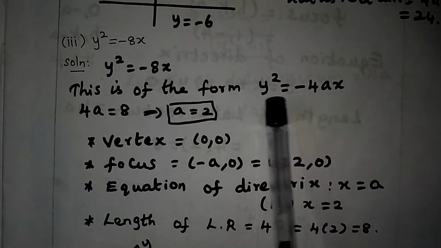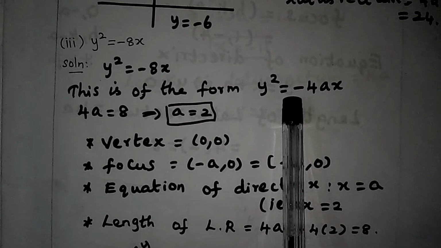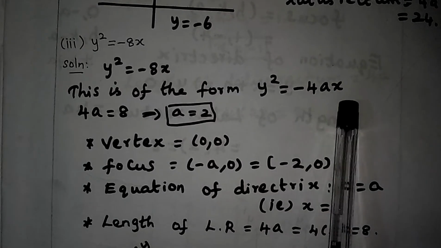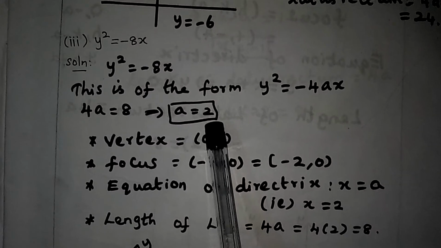So it is of which form? The a value will not be negative. So this minus, you have to keep it in the same way. y square equal to minus 4ax form. So 4a is equal to 8, which means the a value is equal to 2.